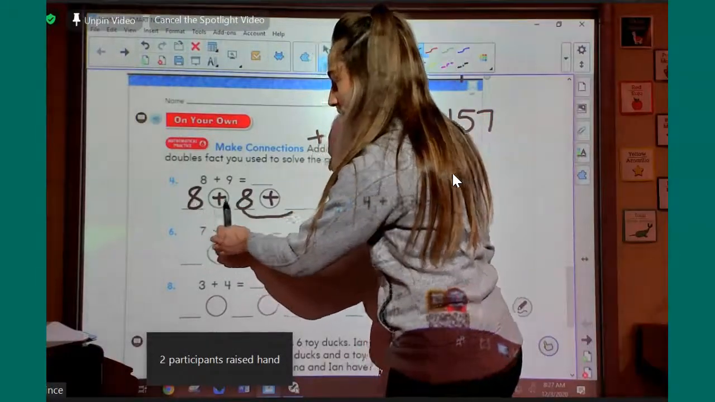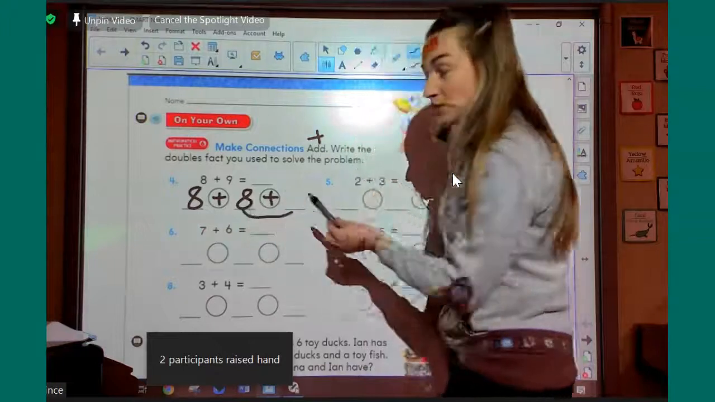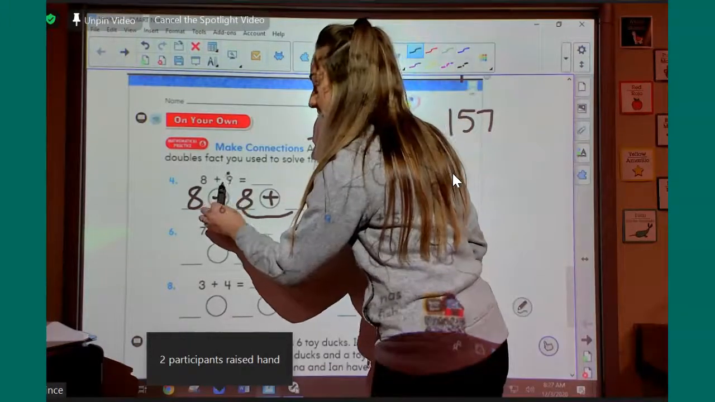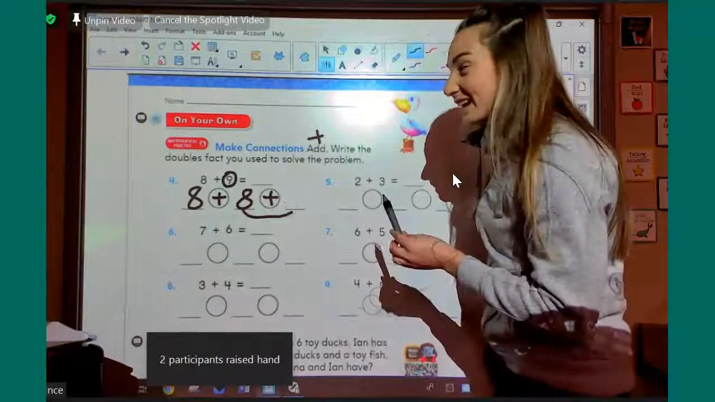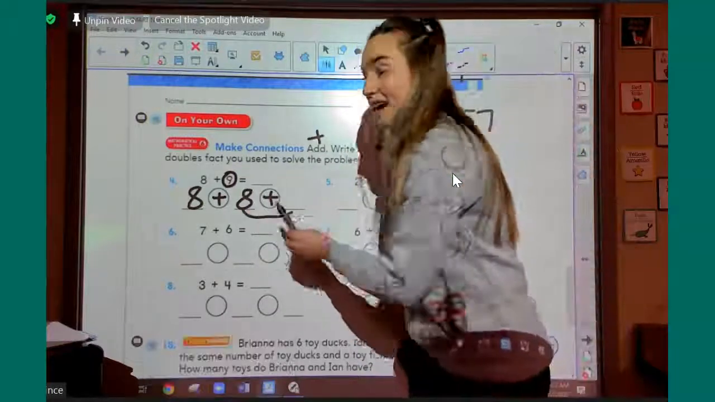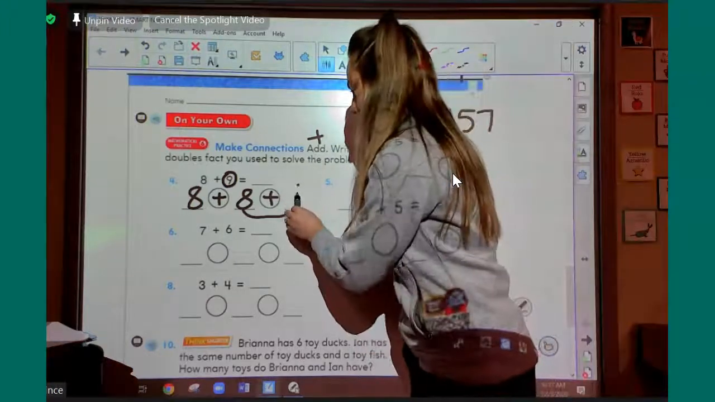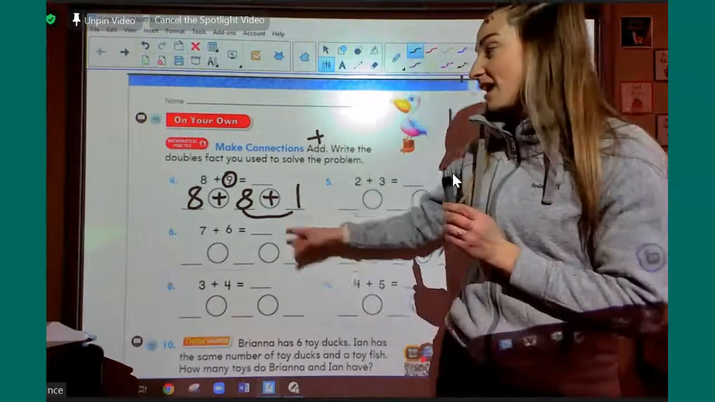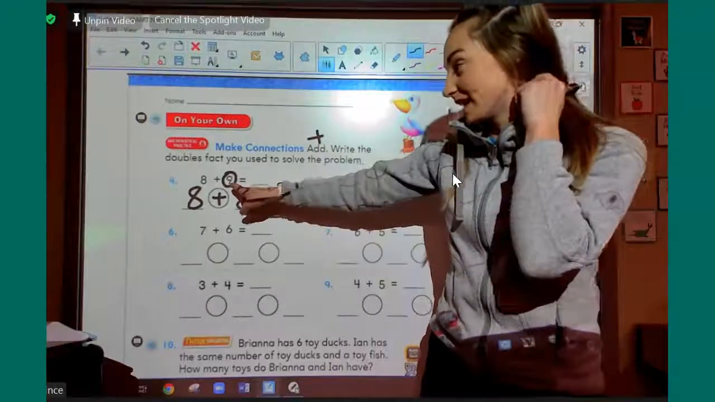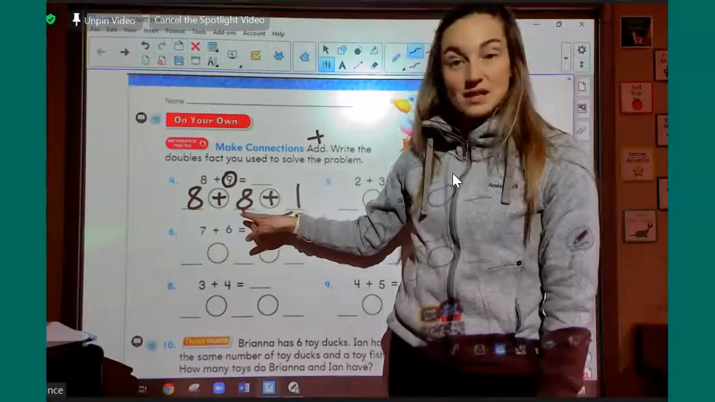So we have 8 plus 8. That's our double. But this doesn't say 8 plus 8. It says 8 plus 9. So I need to add one more. So now the 8 plus 1 equals 9. So now we can add 8 plus 8.